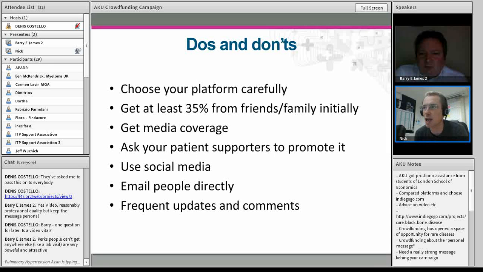So choose your platform carefully. As Barry was saying, you need to get a good proportion. We found 35%, but anything above 20%. And then the media coverage.